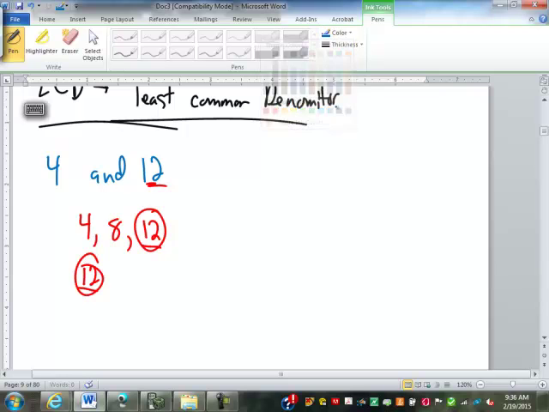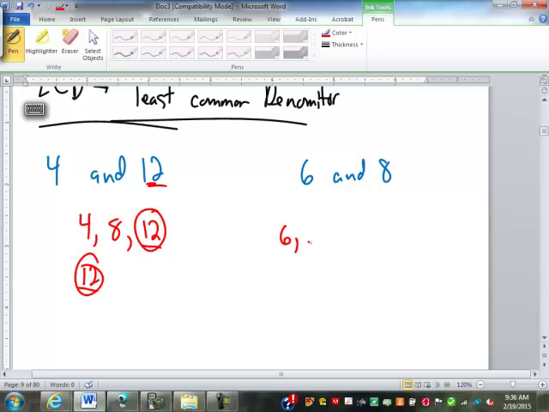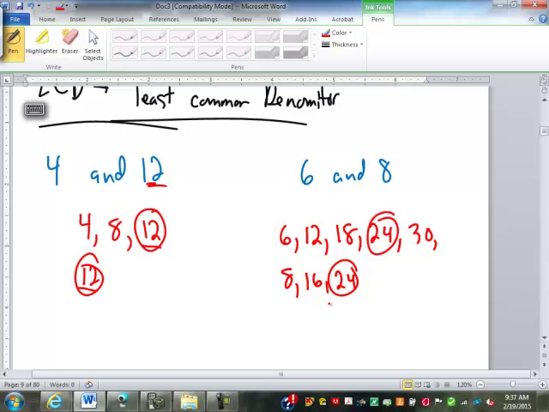If I have a little bit more complex problem, let's say I have 6 and 8, I can do the same thing. Start counting up by 6s. 6, 12, what would be next? 18, 24, 30, and I can keep going. But let's go to the 8 now and see if we have to keep going. So it'd be 8, what would be next? 16, 24, and we have a match. 24 is the least common multiple, or least common denominator, between 6 and 8.